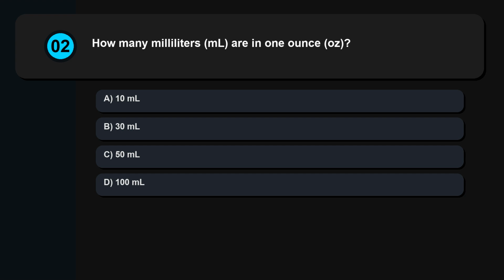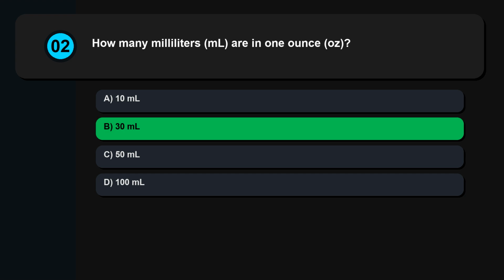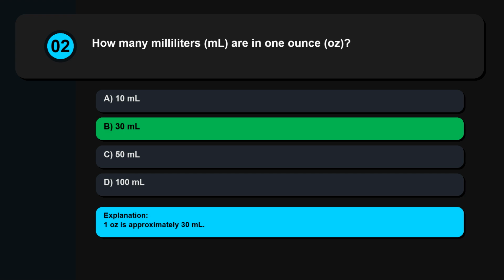Question 2. How many milliliters, mL, are in 1 ounce, oz? 10 mL, 30 mL, 50 mL, 100 mL. 1 ounce is approximately 30 mL.